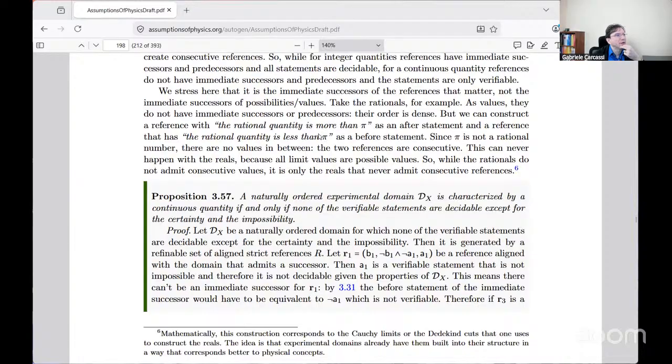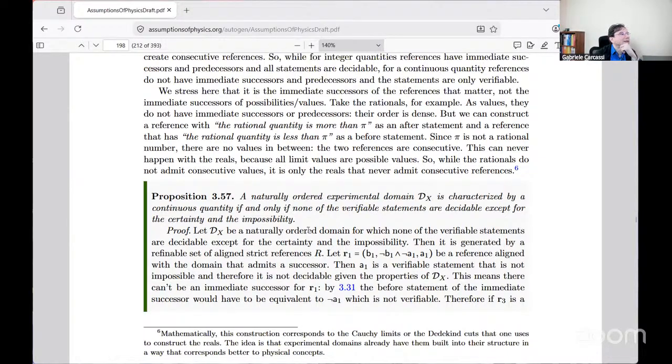So if you take the rationals, you can construct these two statements, and therefore you're able to construct references that don't have anything in between. And therefore, you can't say that the order that you put on the references is dense, because you have two things that you can't put anything in between. So if you want to be able to always put something in between, then you really have the reals and not the rationals.